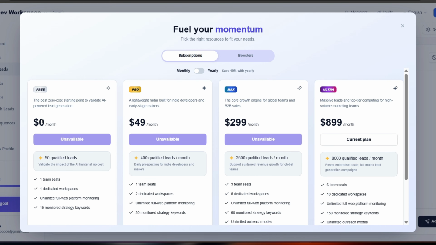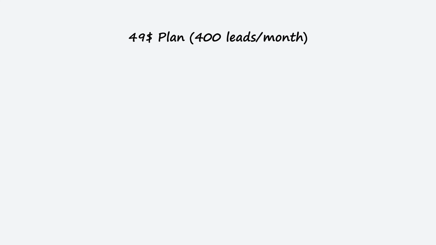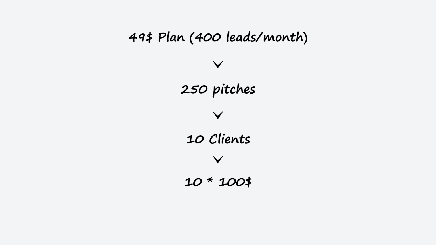Just to put that in perspective, say you took the $49 plan and reached out to 250 of them and closed just 10 clients at $100 each. That's already $1,000, a 20 times return. And that's not only for revenue. Doing this manually on Reddit and other social platforms would take hours every day. With Outseek, the entire process becomes much faster and easier, which saves a lot of time.